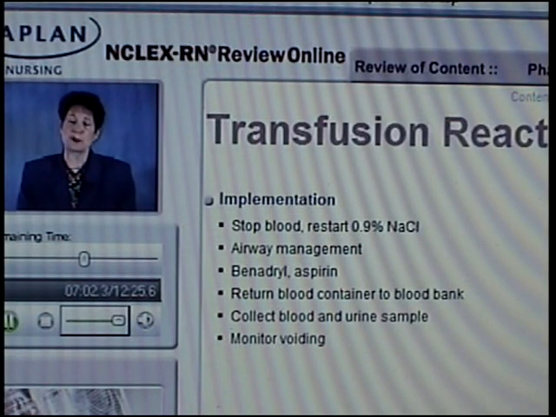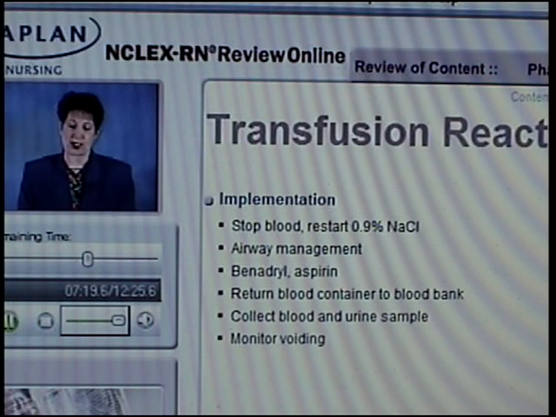Now, these are the types of reactions you may see, so what should you do if you suspect your patient is having a transfusion reaction? Well, the first thing, if you even suspect this may be happening, you don't keep the blood or the blood product going and then check things out. You will stop the blood, you will restart the normal saline, and then you will check things out.